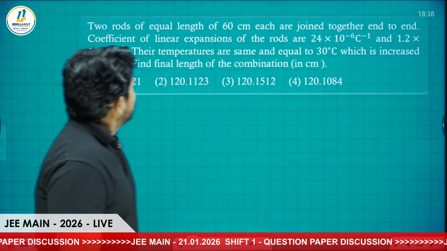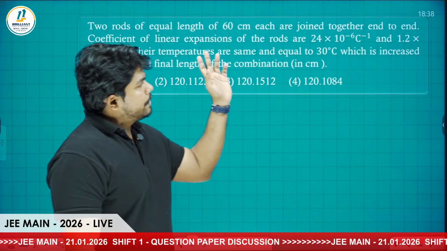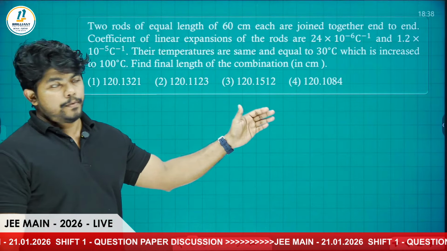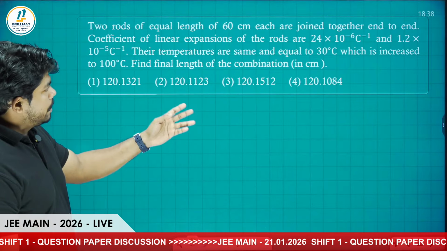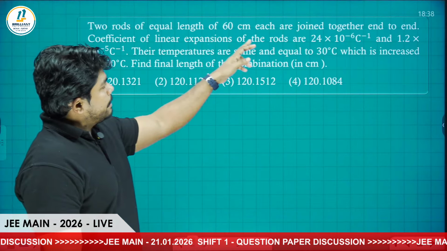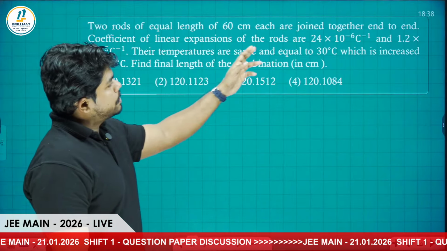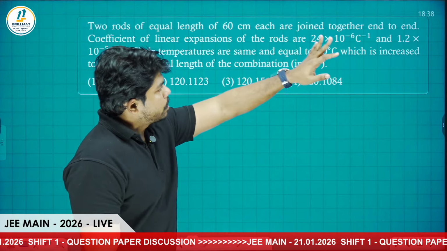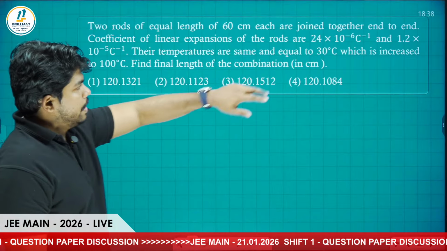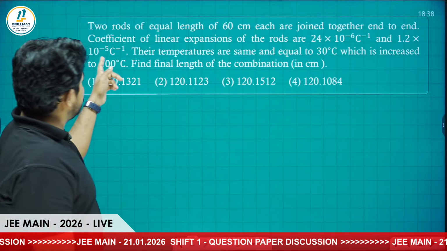Moving on to the next. There are two rods given. This is a question regarding thermal physics, thermal expansion of solids. What is the idea here? There are two rods of equal length, 60 centimeter each, joined together end to end. The coefficients of linear expansion of the rods are given as two values. Remember, it is 24 into 10 raised to minus 6 and 1.2 times 10 raised to minus 5.